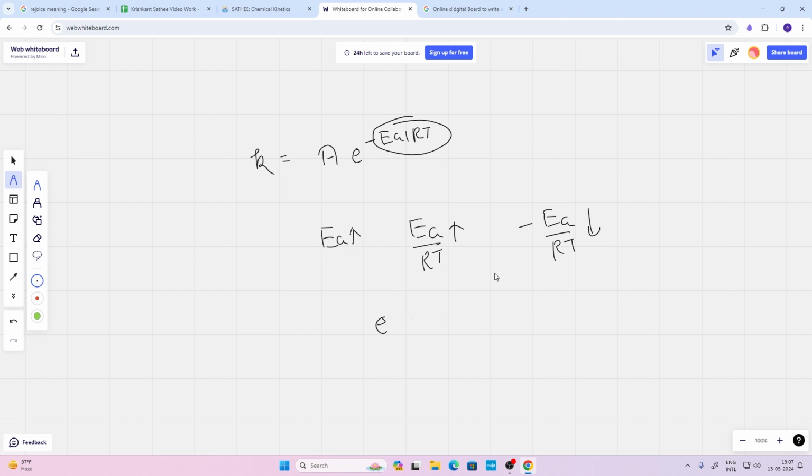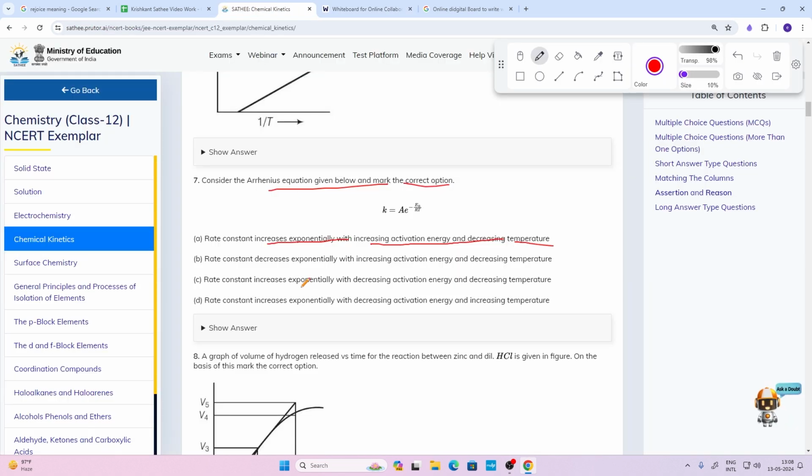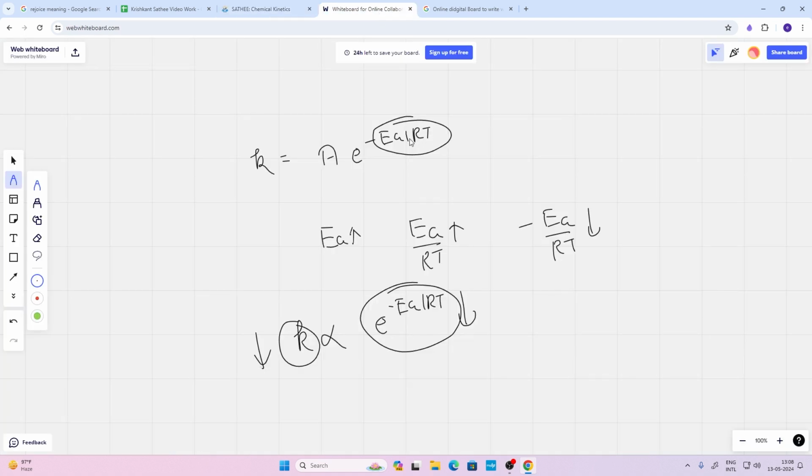Now, if this is decreasing as a whole, then since it is a power, this one will also decrease. And K is directly proportional to this. So if this value is decreasing, then K will also decrease, right? So rate constant will not increase, it will decrease. Second is rate constant decreases exponentially with increasing activation energy, and it decreases with decreasing temperature, meaning it is directly proportional. Of course, it is correct.